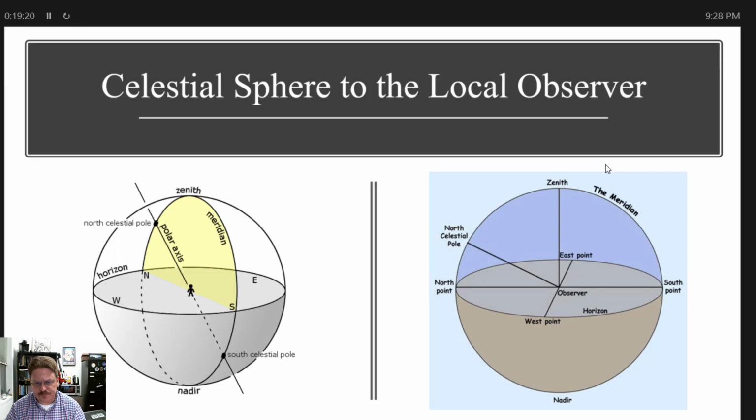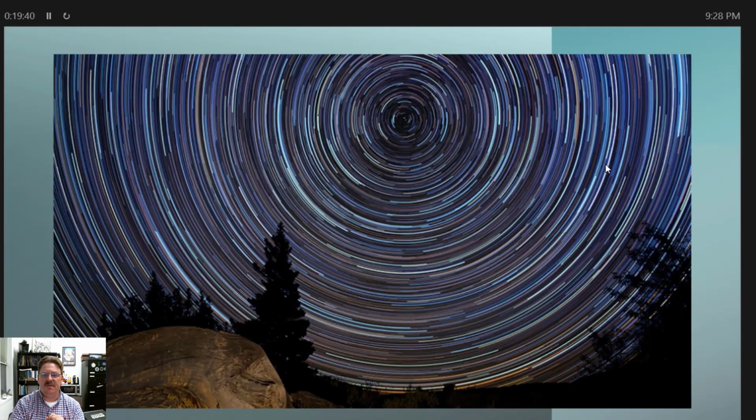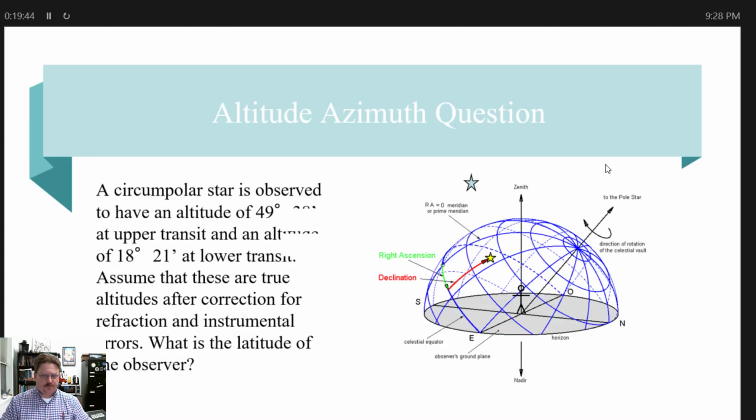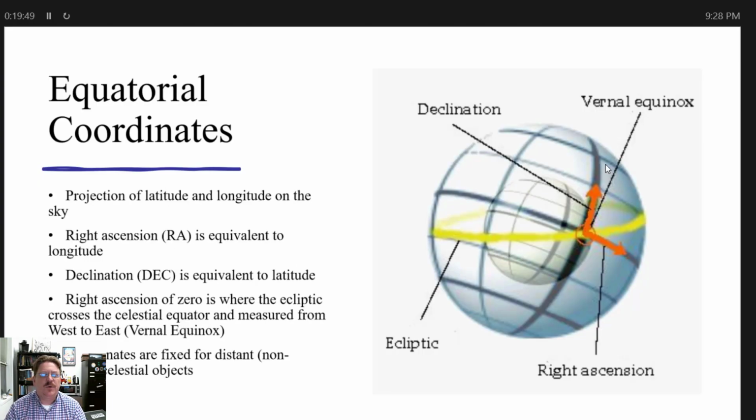And so, when it comes to coordinate systems, there are a couple of other lines of demarcation on the celestial sphere that you should be aware of. Actually, let me hold off and get to that in a moment, when we talk about the equatorial coordinate system.